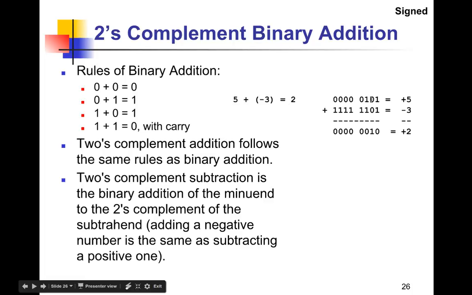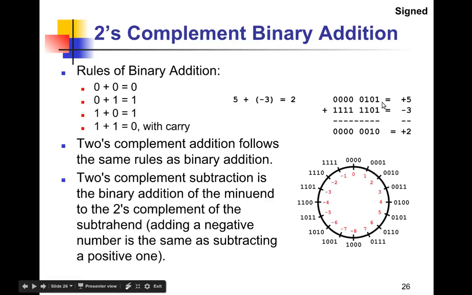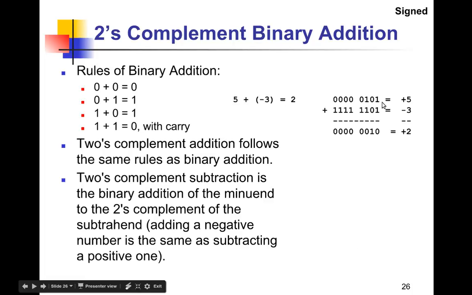The number 5 in binary is basically given right here in an 8-bit number. And the number minus 3. So let's just add them. And if you add them, you notice, sure enough, you do get 2.